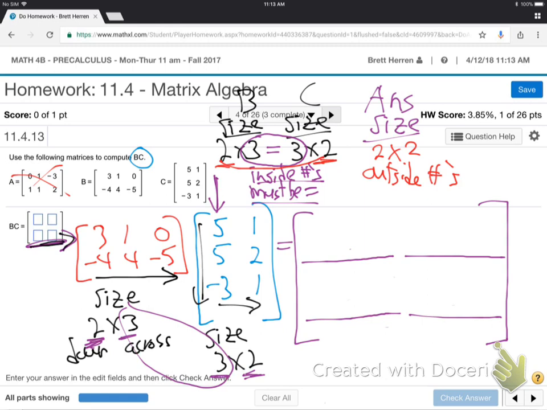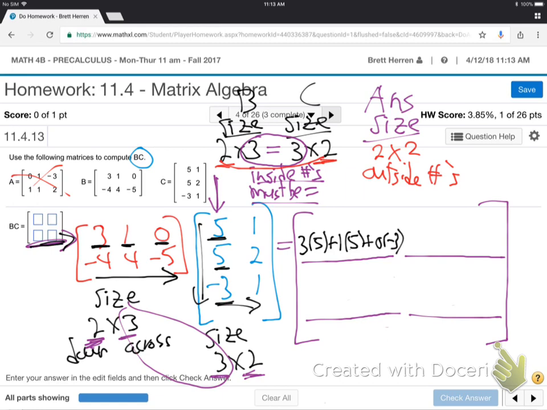So I'm going to go across. Start with the 3. Now start with the 5. Rule for multiplication, right? Just for multiplication. 3 times 5, plus. Then jump. 1 times 5. Jump. 0 times negative 3. So what's all that come out to be?